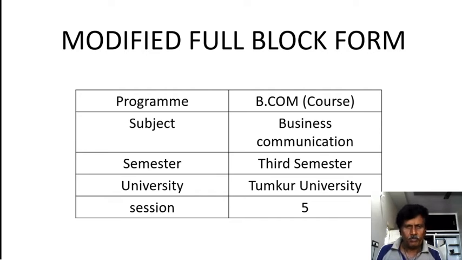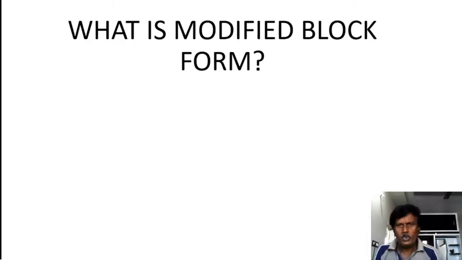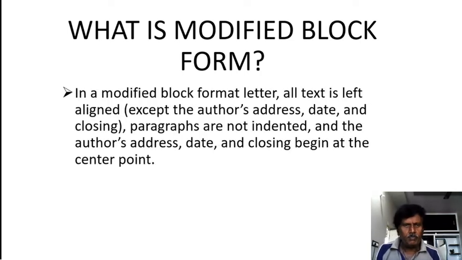Well, my dear students, today we discuss the last session related to the chapter, that is modified block form. What is modified block form? It means in modified block format letters, all text is left aligned except the author's address, date and closing. Paragraphs are not indented and the author's address, date and closing begin at the center point.